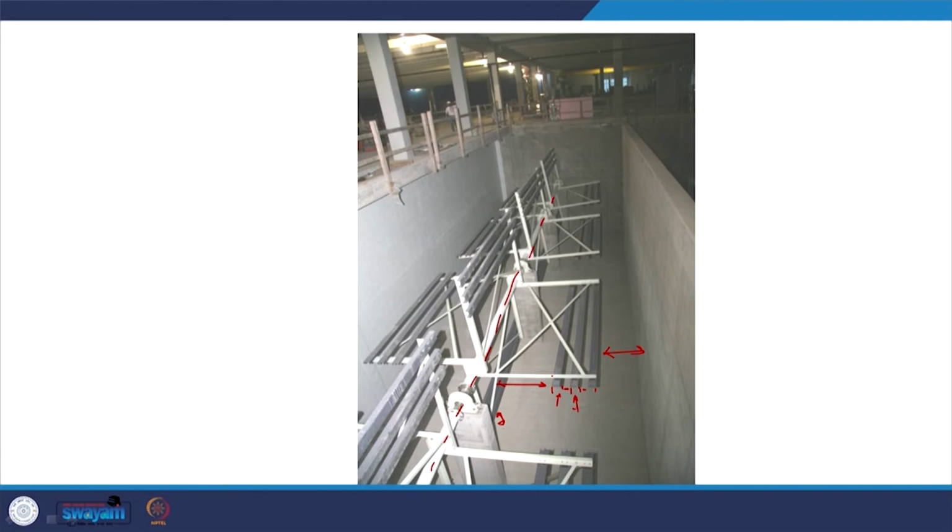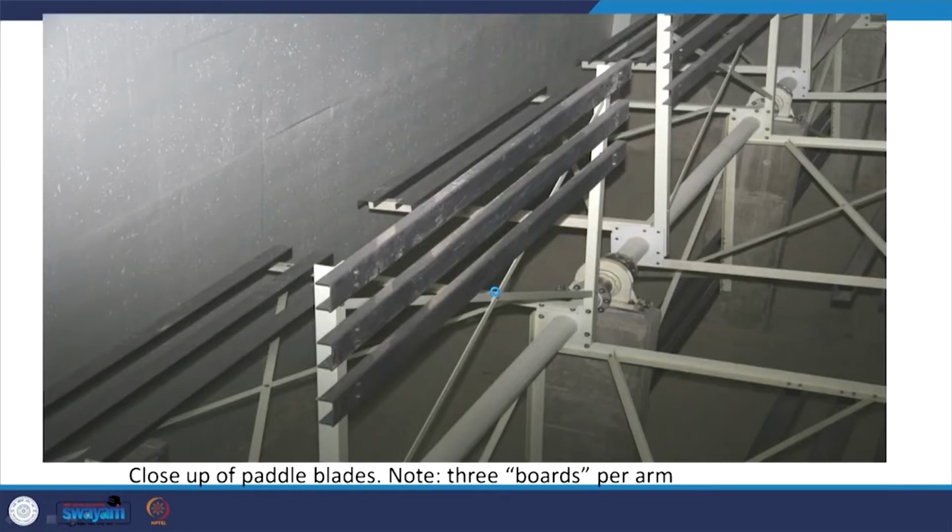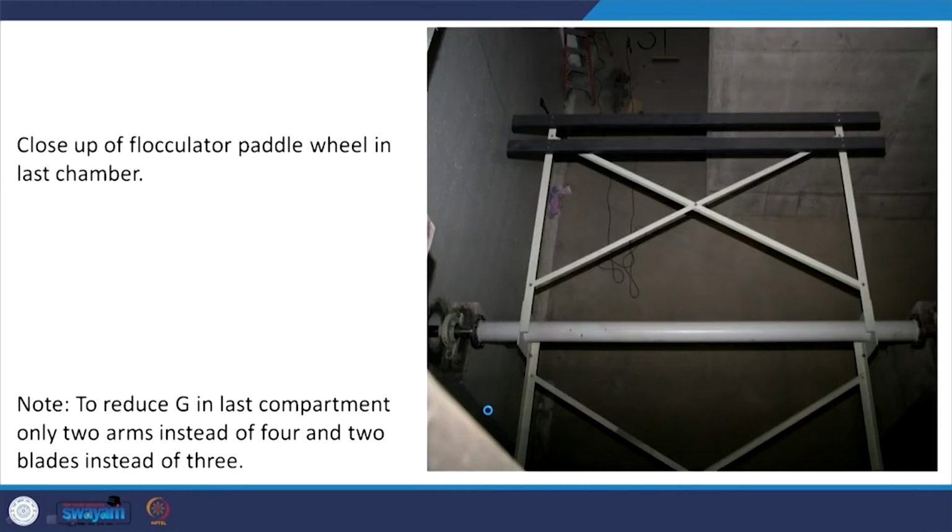Let's see how we will design it, but again, this is how a paddle flocculator looks like. Here we see that there are 3 boards per arm, as I mentioned, the distance between the boards. Paddle I guess is the term that encompasses all this setup, and then the width and the length. These are the aspects we are going to look at. So this is going to go over and above and over and above. That's how it's going to keep mixing. So at the end, a close up of flocculator paddle wheel in the last chamber, when the water is about to exit. To reduce the G in the last compartment, there are now only 2 instead of the usual 3.